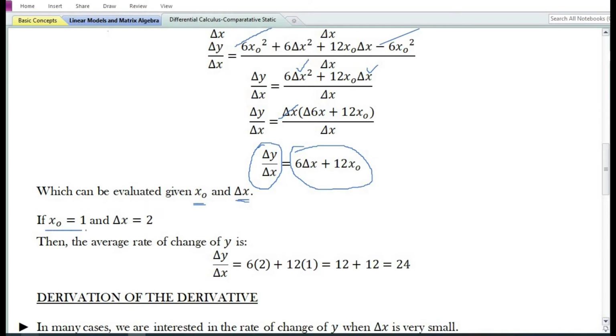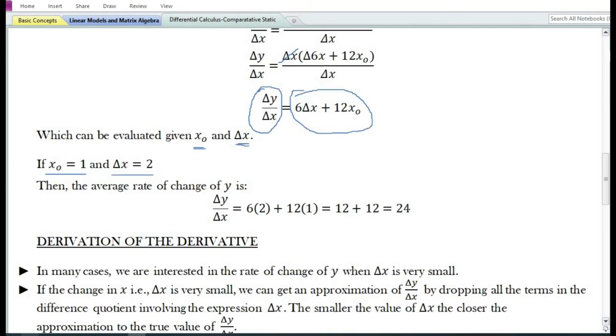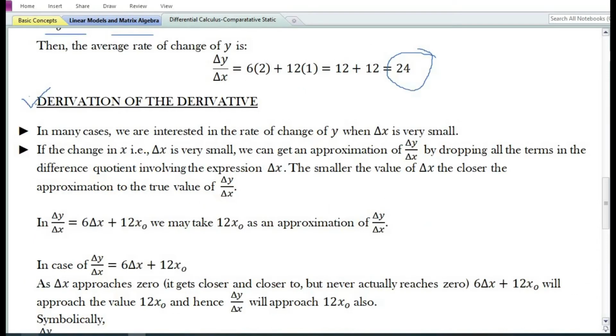Now let us assume that the initial value of x is equal to 1 and the change in the value of x is 2. By substituting the initial value of x and the change in x, the average rate of change of y is equal to 24. Now let us look at the derivation of the derivative.